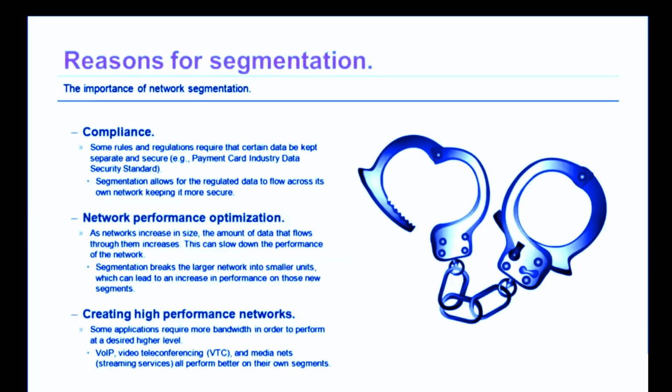First up is compliance. Some rules and regulations require that certain data be kept separate and secure, as in the Payment Card Industry Data Security Standard, or PCI DSS. This requires that you keep customer information separate and secure from normal business information. Segmentation allows for the regulated data to flow across its own network, keeping it more secure.